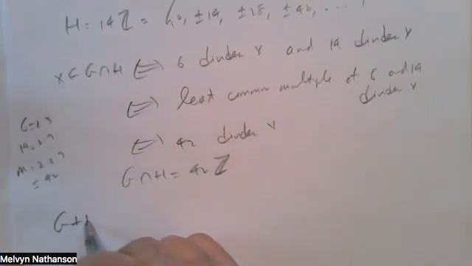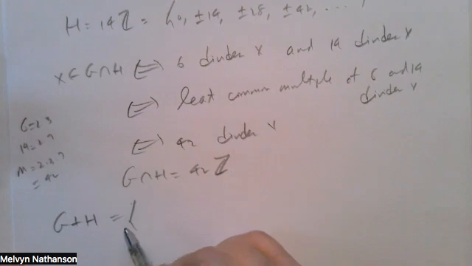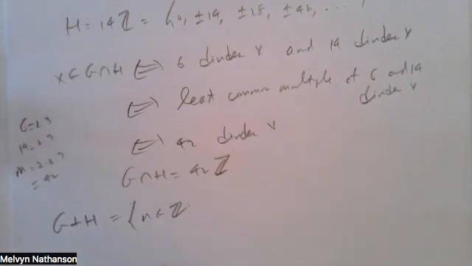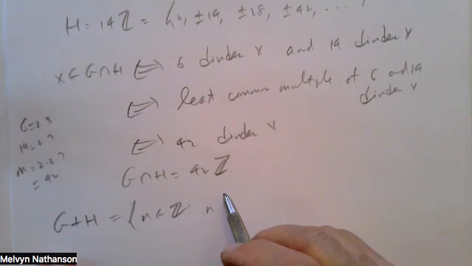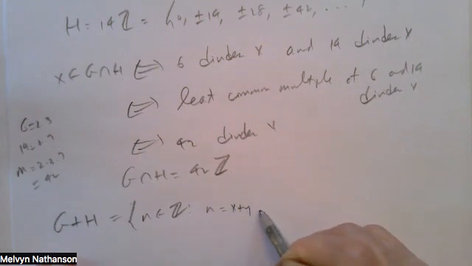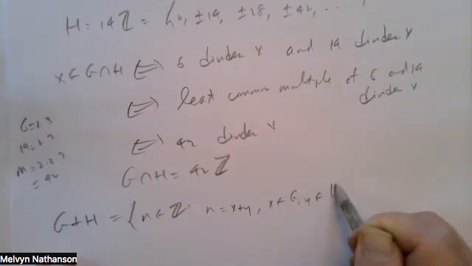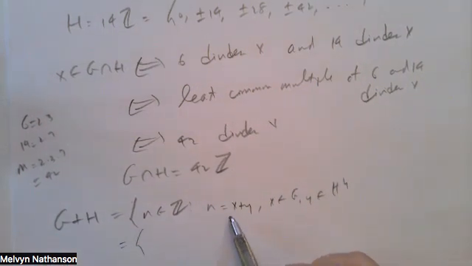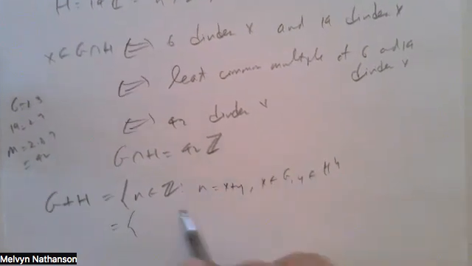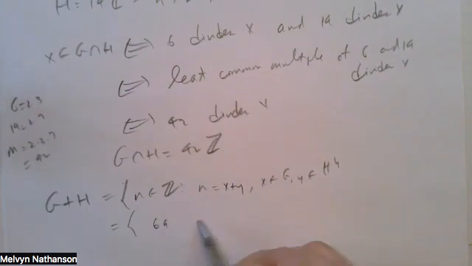And what about G plus H? So we define G plus H to be the set of all integers n in Z such that you can write n as x plus y for some x in G and y in H. So a number is in G if it's a multiple of 6, maybe I'll write this as 6a, and something's in H if it's a multiple of 14.